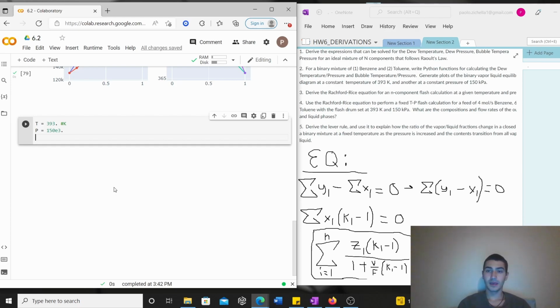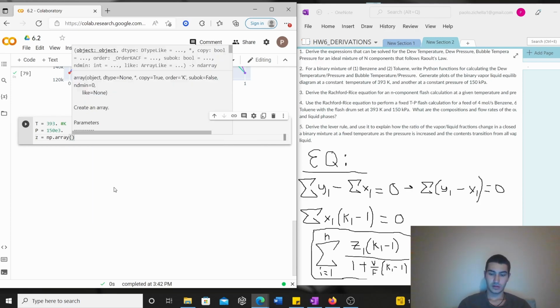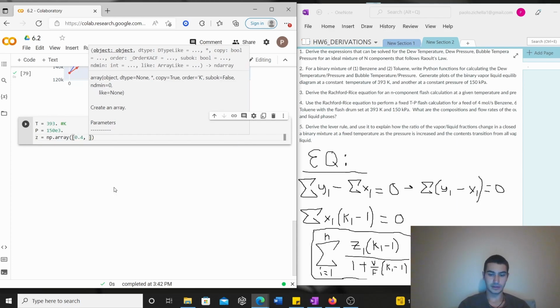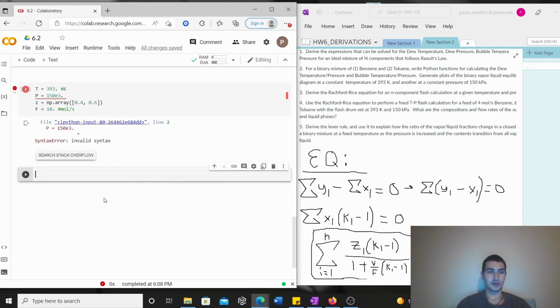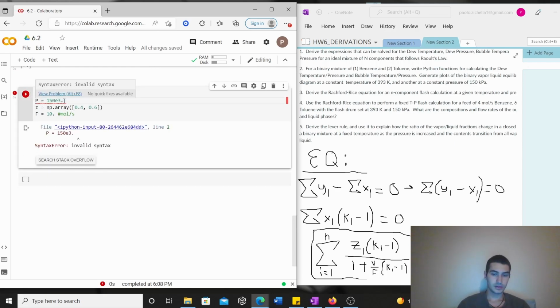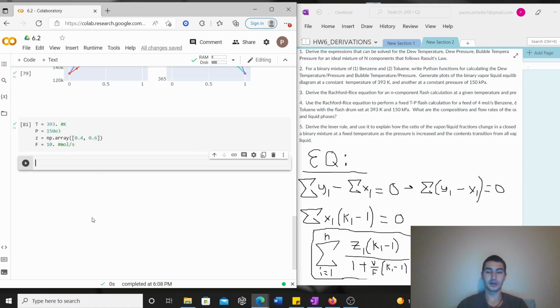And then we also know the mole fractions of benzene and toluene, so we're going to create an array, np.array, which will have 0.4 and 0.6. Then finally, we also know the feed. If one is 4 and one is 6 moles per second, it should have a total of 10 moles per second. There we go. This is all of our knowns. Sorry, I should put a period, but all of our knowns are in and good.